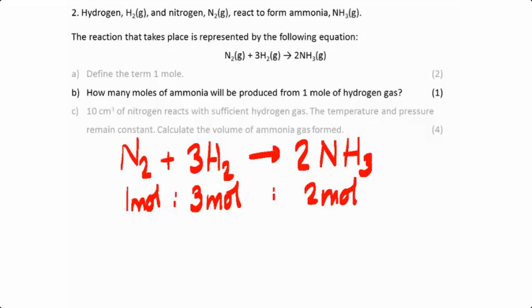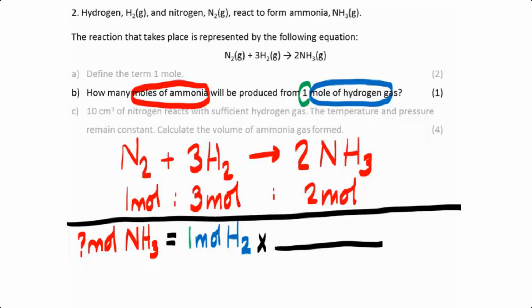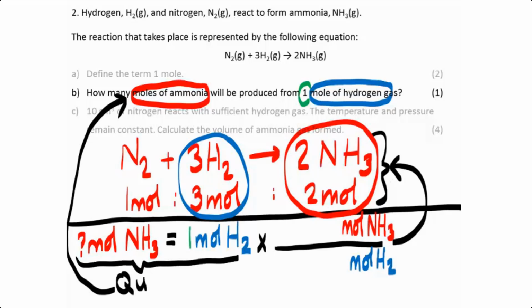And we are asked here, how many moles of ammonia will be produced from 1 mole of hydrogen gas? So our question is, how many mole ammonia will we get from 1 mole of hydrogen gas? To answer that question, we need to multiply by a conversion factor which comes from the equivalent values for this particular reaction, the reaction ratio, making sure that moles of hydrogen are at the bottom and moles of ammonia are at the top. So it's important not to get confused between the question, how many moles of ammonia do you get from 1 mole of hydrogen?